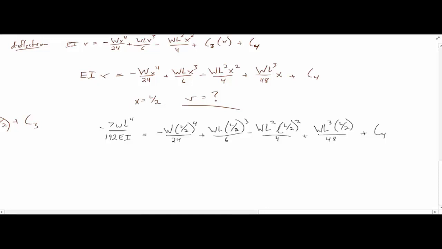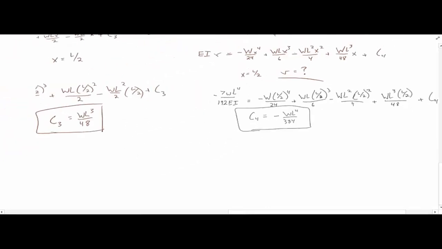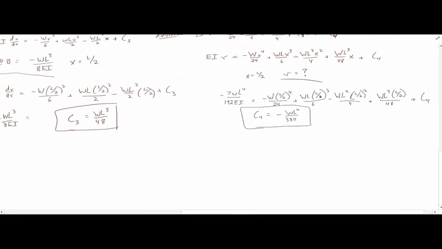If you do all the algebra and solve this, you should get C sub 4 then equals negative WL to the 4th divided by 384. Okay? So that's C sub 4. So now we've solved for C sub 4 and C sub 3, right? So we can rewrite our equations, okay?